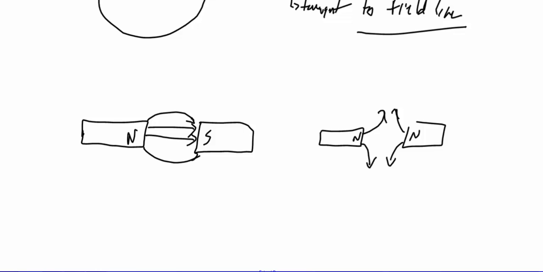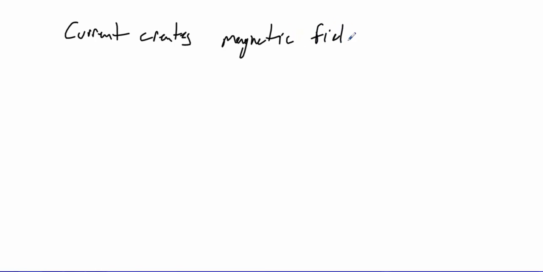Now, you can actually create a magnetic field by having electrons move through a wire. So current creates magnetic fields. Remember, current is the flow of charge. And you did an investigation in lab where you took a long straight wire and put current through it.